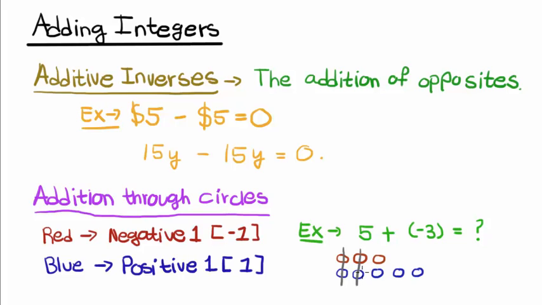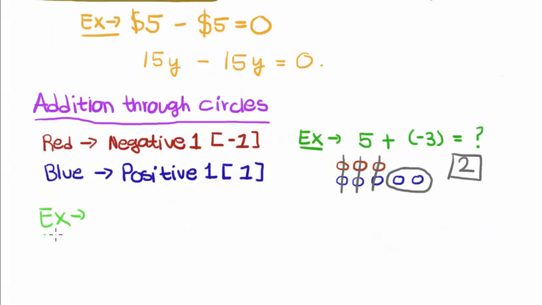That is also 0 right there. And this is 0 right here. And what I'm left with are 2 blue circles. And 2 blue circles, of which each represents +1, will give me an answer of 2. Let's do one more example. In this example, we will find the answer of what negative 8 plus 5 is.